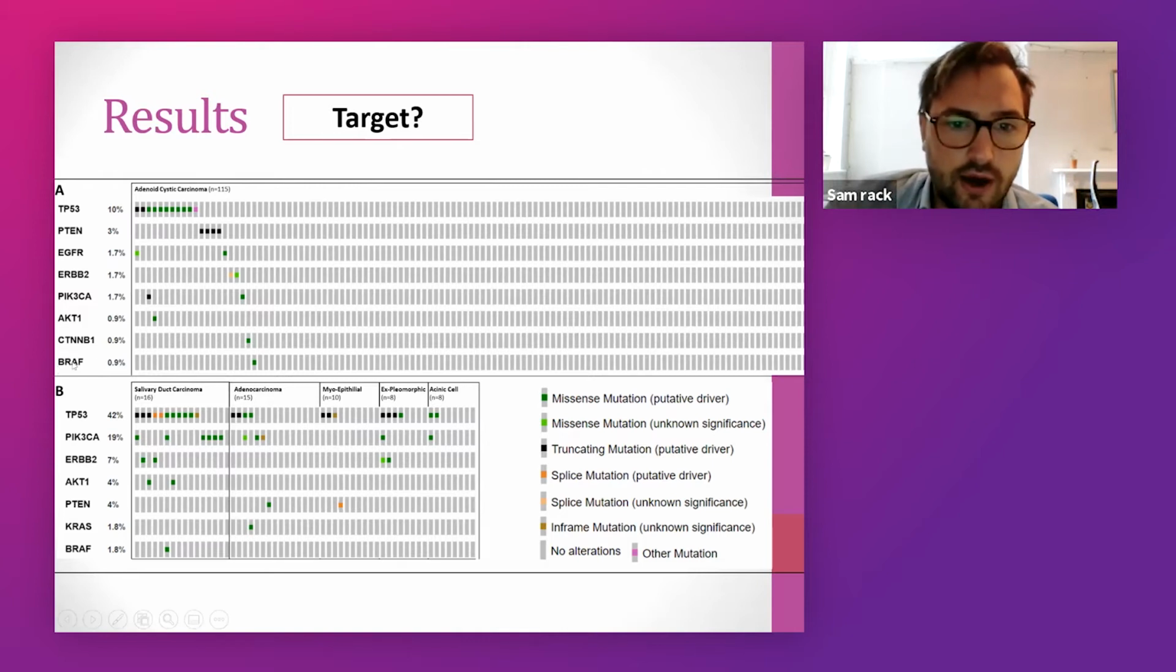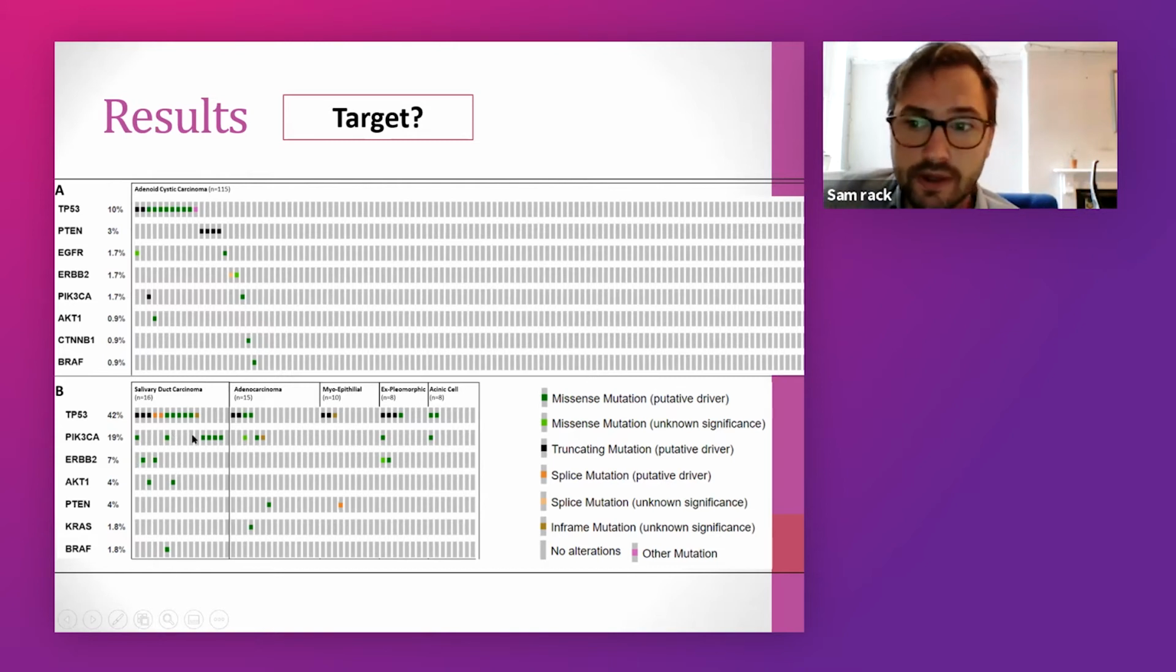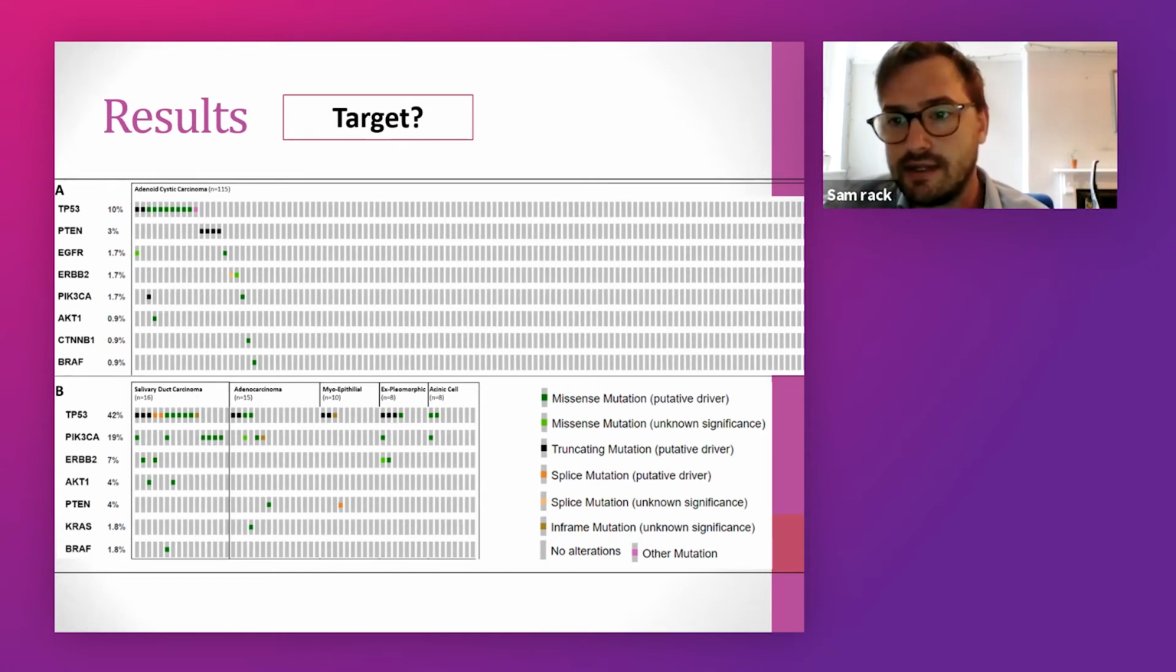If we look at other salivary gland tumour types, at the bottom here we can see salivary duct carcinoma, which is in this box. In this one, we're picking up changes in about 80 to 90% of samples.